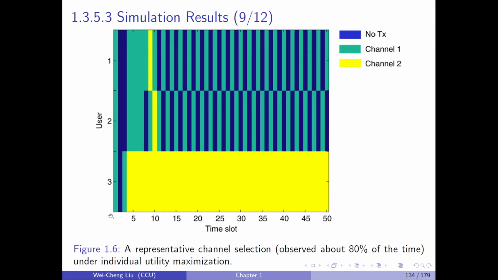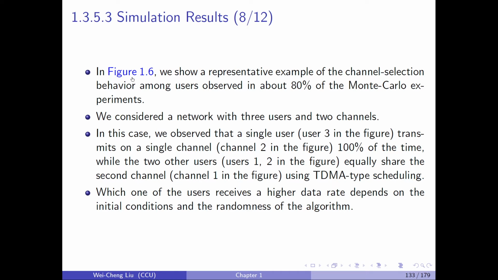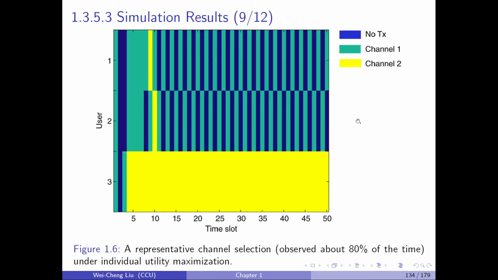The time slot is from 0 to 51, and there are 3 users, 1, 2, 3. Again, the blue color denotes no transmission, the green color denotes channel 1, and the yellow color denotes channel 2. In figure 1.6, we show a representative example of the channel selection behavior among users observed in about 80% of the Monte Carlo experiments. We consider a network with 3 users and 2 channels. You can see users 1, 2, 3, and channel 1 and channel 2.